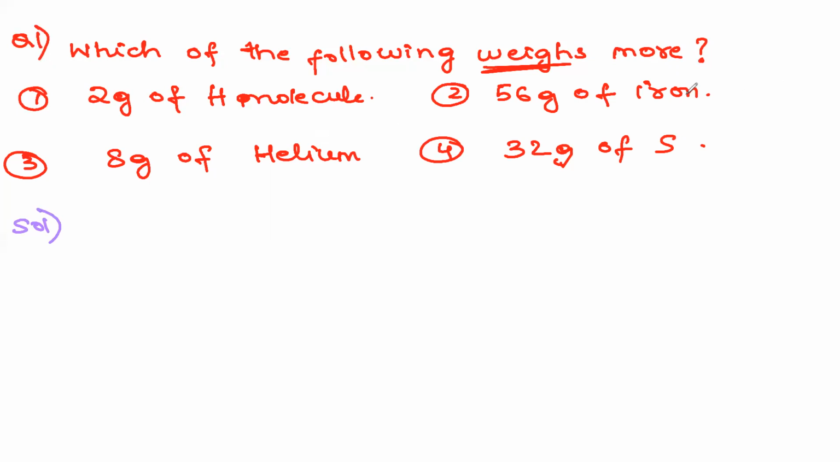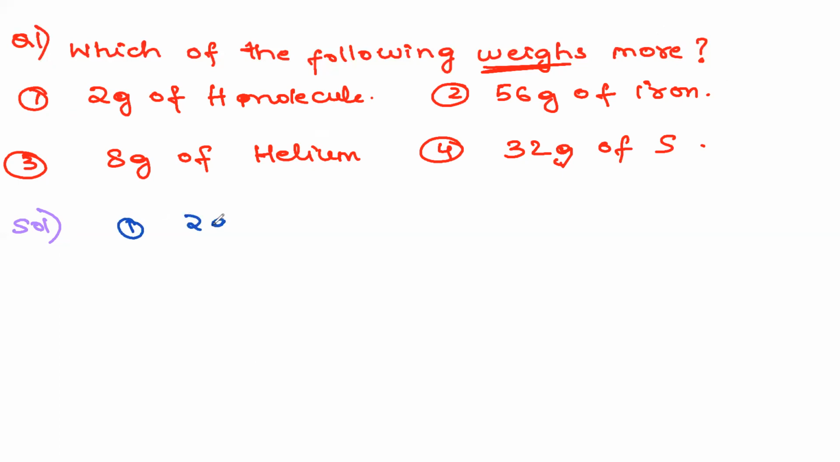So which of the following weighs more? By seeing the weight, we can say simply 56 grams of iron is more, but that is not the right answer. Whenever this question comes, we have to convert the given weight into number of moles, and whichever has more moles has the maximum weight. This is called mole concept. In chemistry, weight is to be considered as amount of substance, with moles.